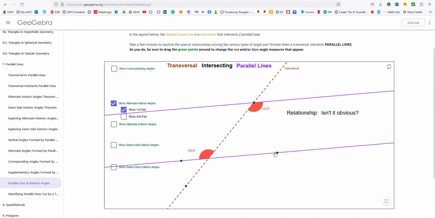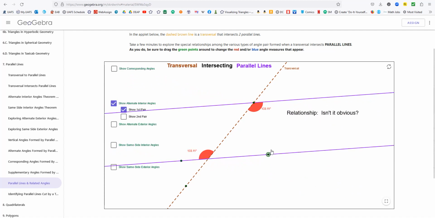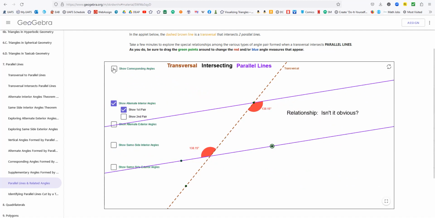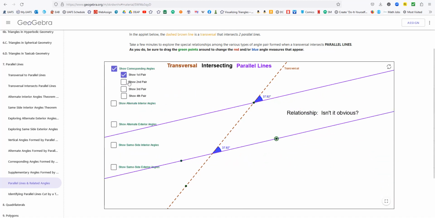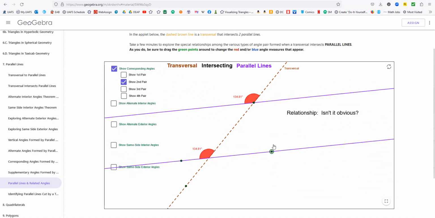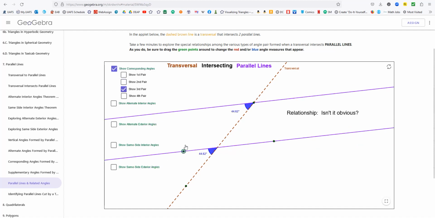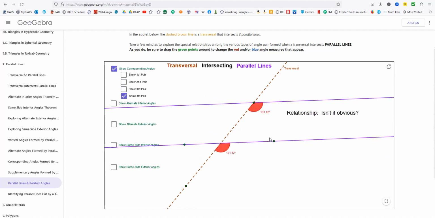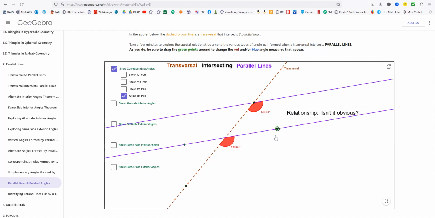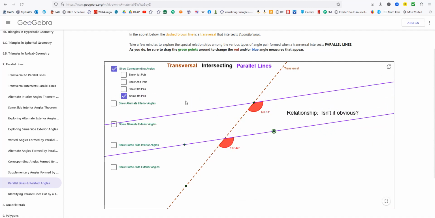Of course, it's dynamic. You can move these around and show that even though the angles are changing, they're the same size as each other. Here are the corresponding ones. Here's another pair of corresponding ones. Third pair here. Fourth pair here. Notice that every time they are congruent. There's the F property there. Here your F is kind of backwards, but it's still the F property. Upside down F there, F property.